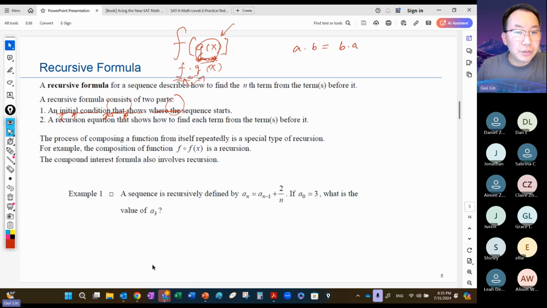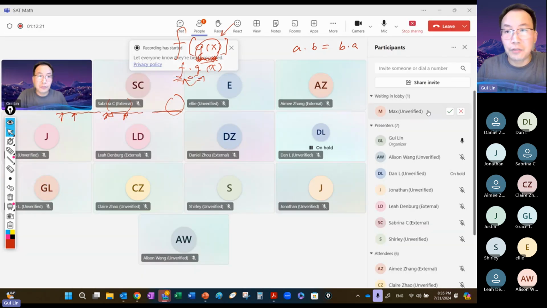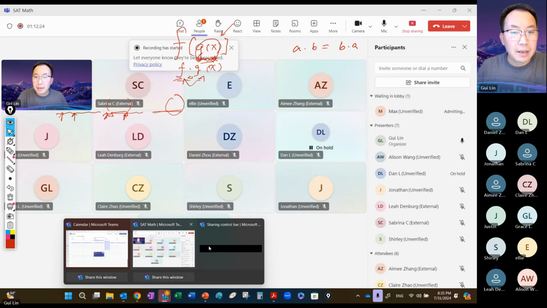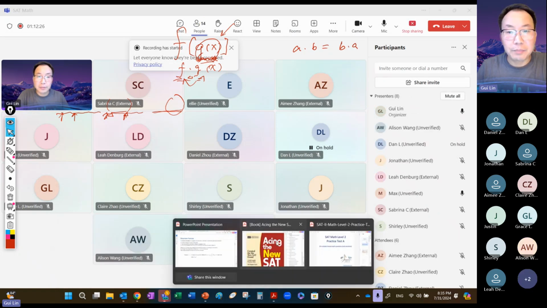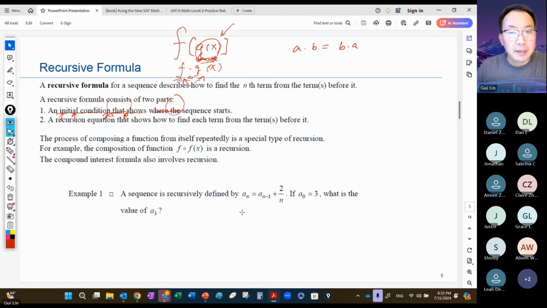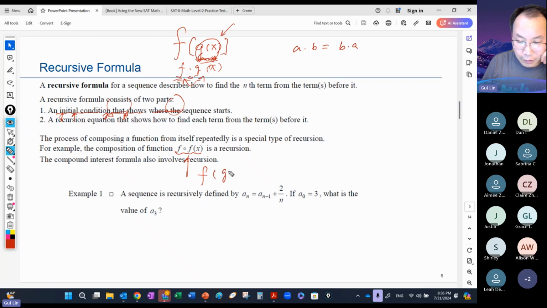The second one we call the recursive formula. Recursive formula means it uses the previous term, continuing from the earlier one. Here, this part is the previous one, so f equals g(x). This part actually comes from the previous one, and initially it's f(x). You can see everything continues to use the previous one.